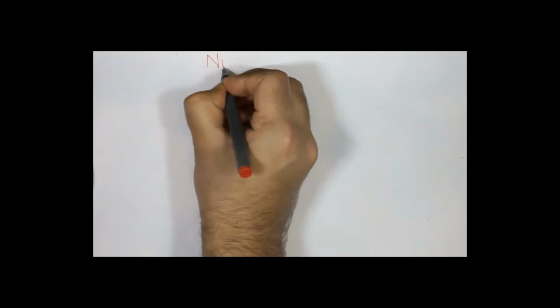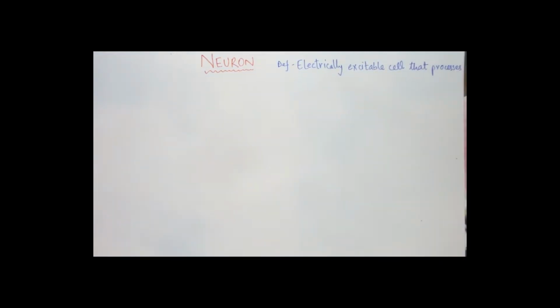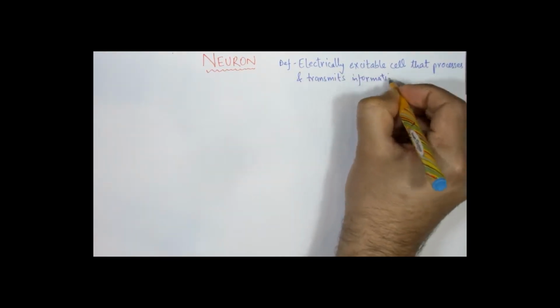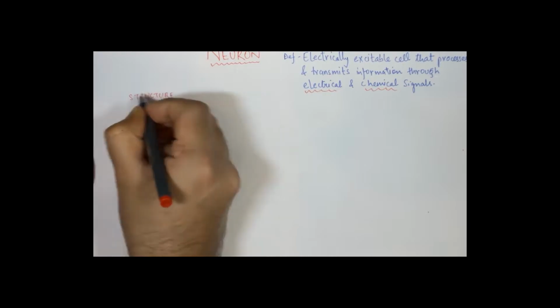In this video we will talk about the neuron. A neuron is an electrically excitable cell that processes and transmits information through both electrical and chemical signals. Let's first talk about the structure of the neuron.